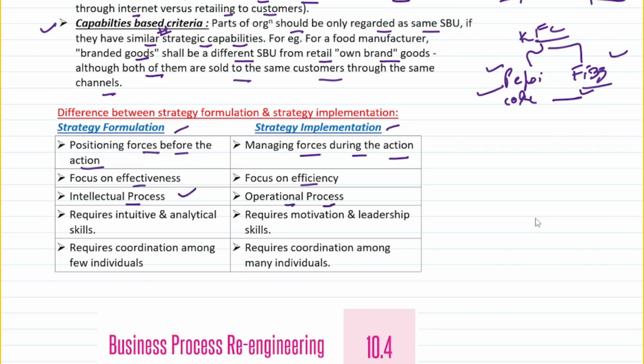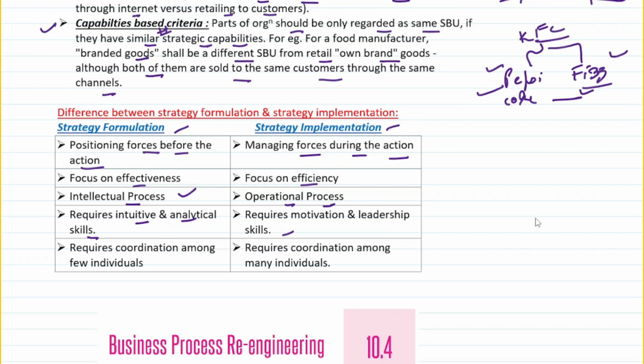Then it requires intuitive and analytical skills. What do you mean by intuitive? Intuitive simply means inherent, which comes from within, or that you are able to see the future through your own skills, and it should be analytical as well. Whereas strategy implementation talks about motivation and leadership skills, fine. So that's the difference between the two.